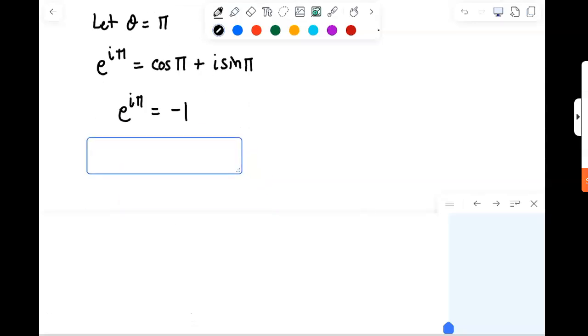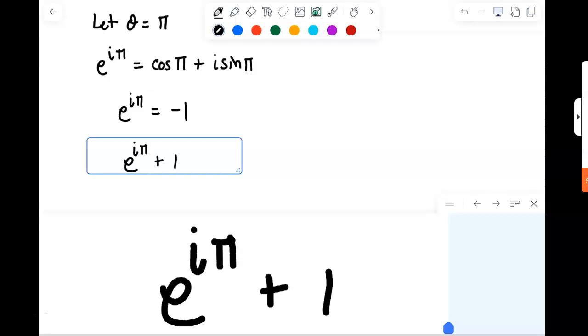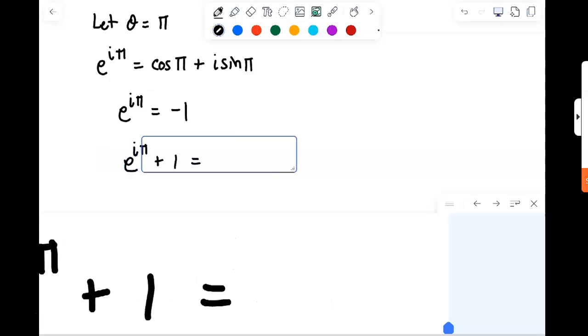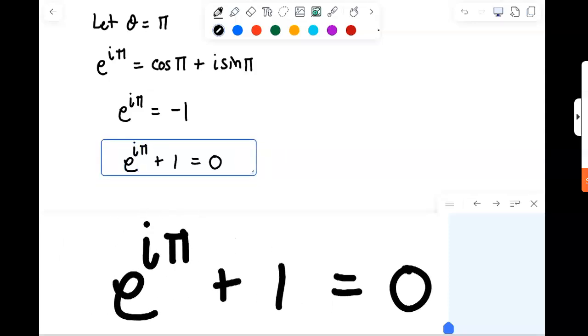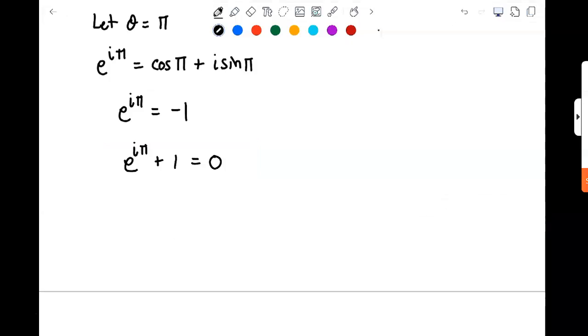But with a quick little manipulation, we get this very famous formula that connects the 5 most important constants in mathematics together: e, i, pi, 1, and 0, all in the same equation. Okay, so this is quite a remarkable result, and we're able to get it from our power series. This is quite a neat result that we get off of power series.